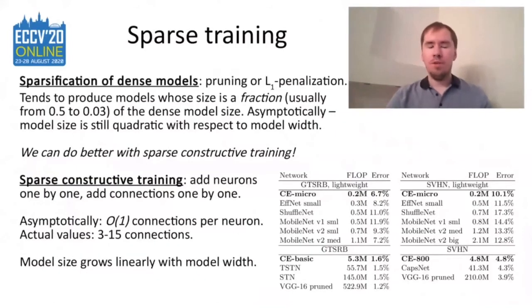Now we move to sparsity. The most popular approach to sparsity is specification of an initially dense model, but it has some intrinsic limitations. An alternative way, sparse constructive training, allowed us to achieve unprecedented asymptotic sparsity, a constant number of connections per neuron. As a result, Contour Engine needs 10 times fewer operations than other sparse networks and 100 times fewer than dense ones.